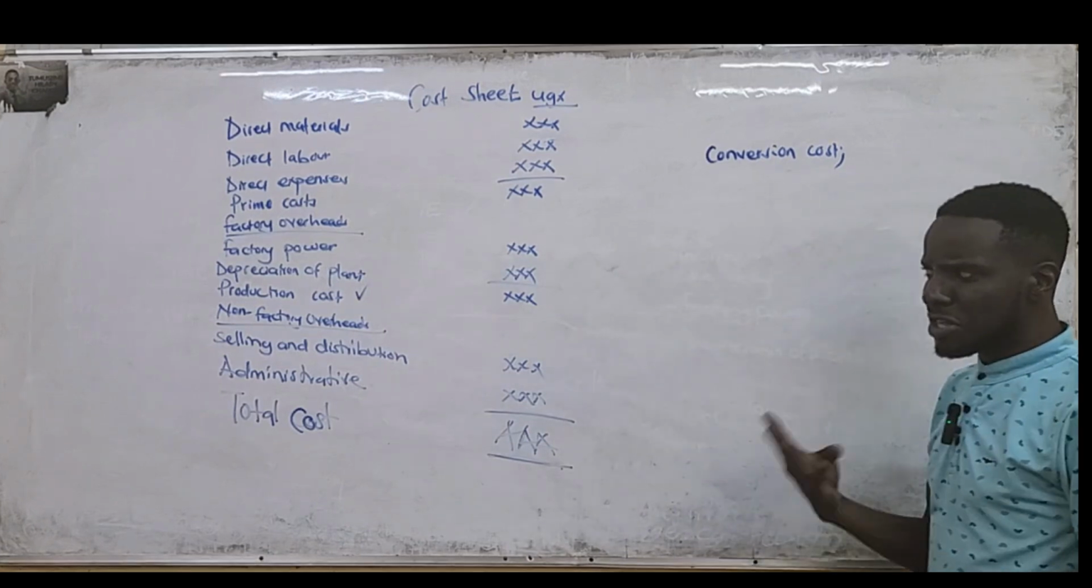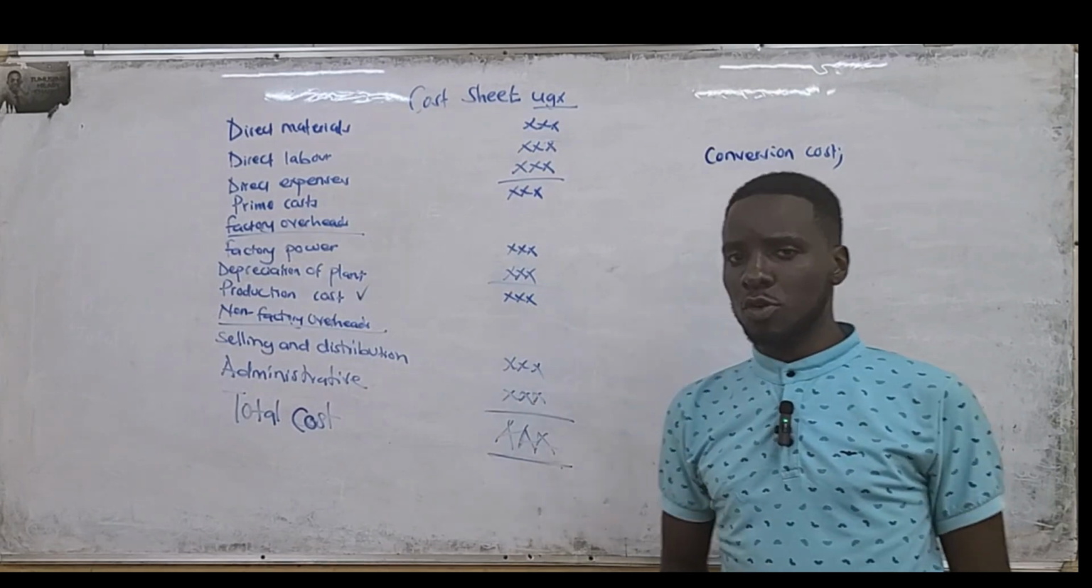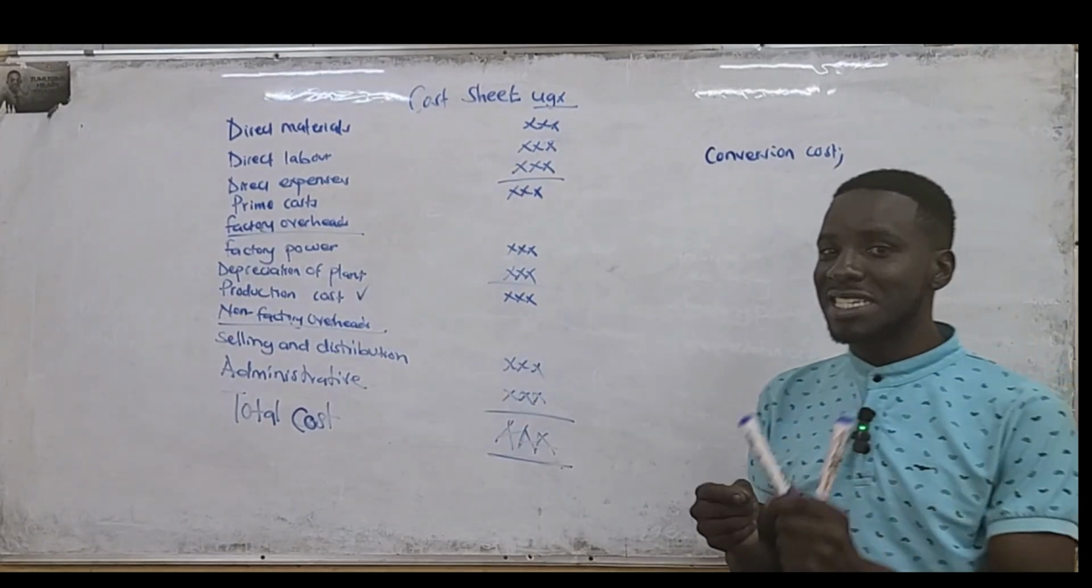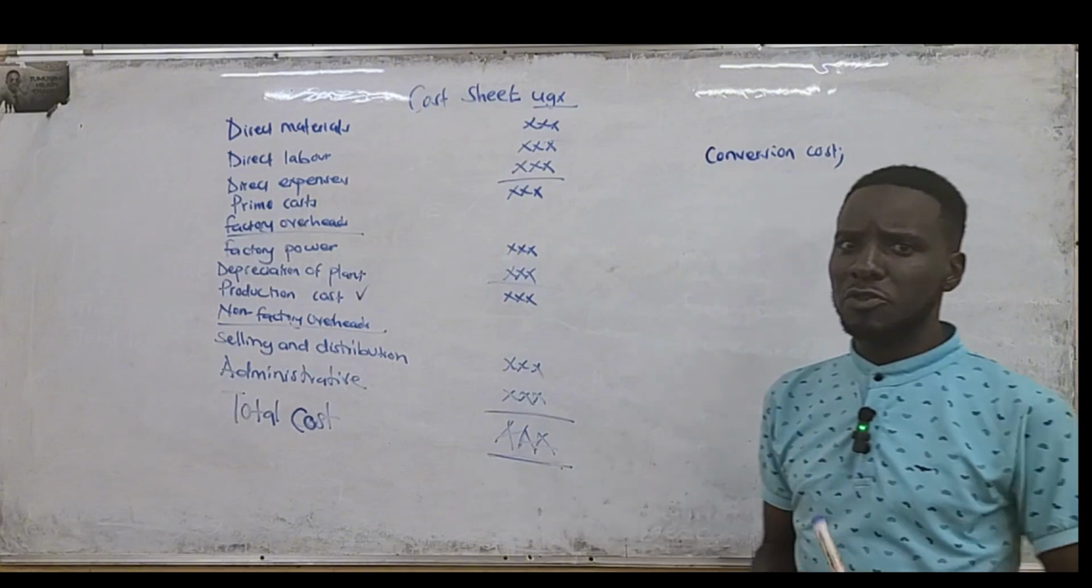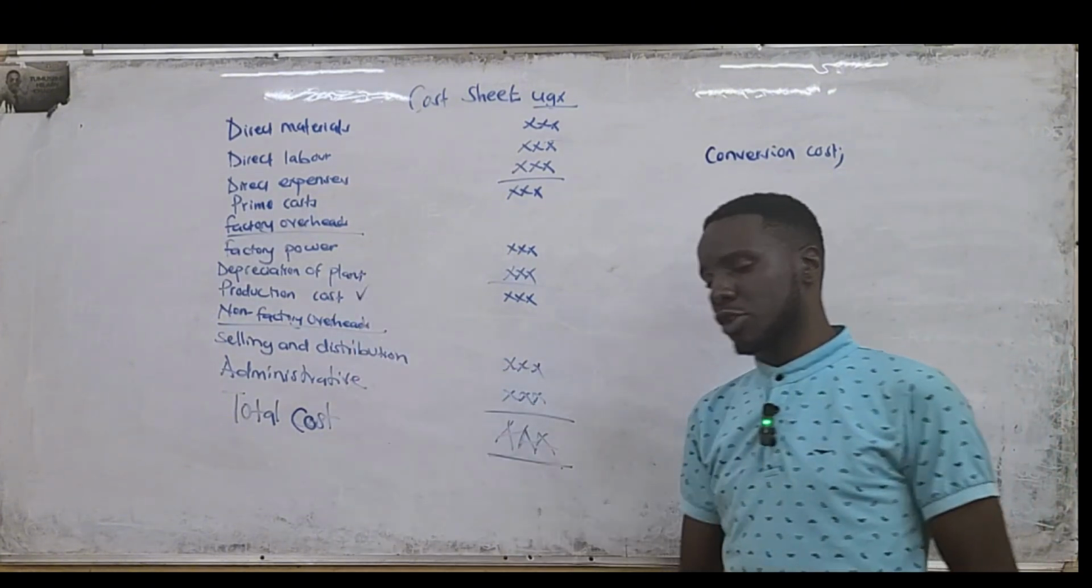So mind those three terms: production cost, total cost, and then conversion cost. They might ask you because they like asking those terms. So they should be at your fingertips. Conversion cost, total cost, and then the production cost.